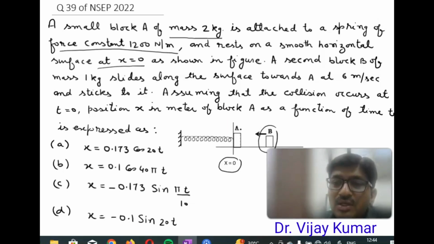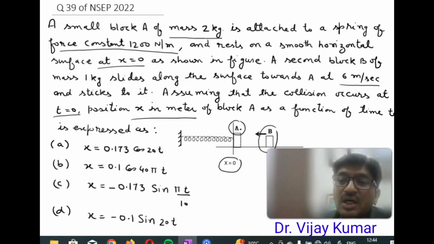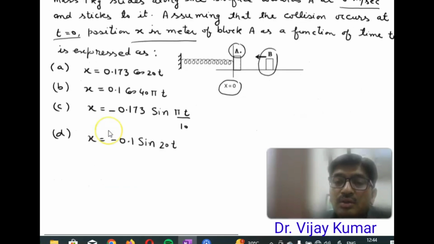This is A. It slides at 6 meter per second and sticks to it, assuming that the collision occurs at t equal to 0. Position x in meters of block A as a function of time t is expressed. We have to determine the expression for x equal to something. So these are the options, and we try to solve it.